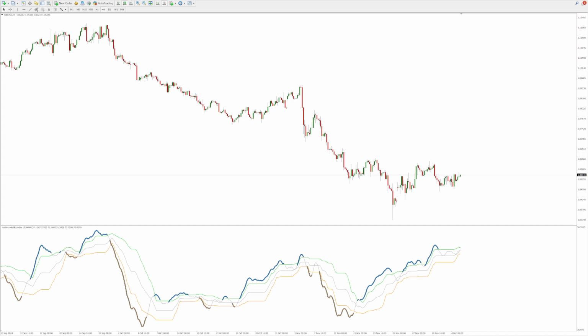In this video, I'm going to show you a simple strategy that you can use to capture moves such as this one for almost 900 pips. This is the MT4 trading platform I'm using, and this is the Euro-Dollar 4-hour chart.